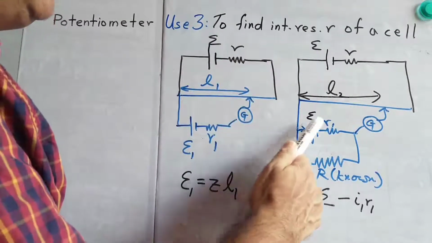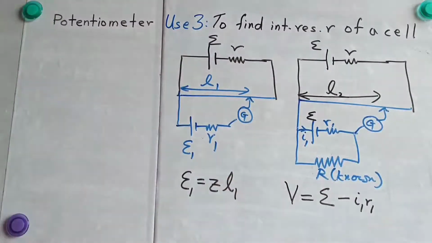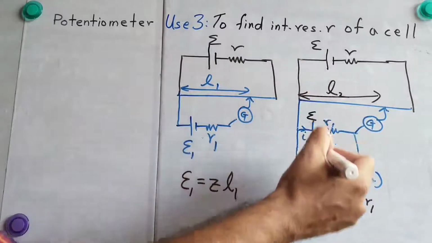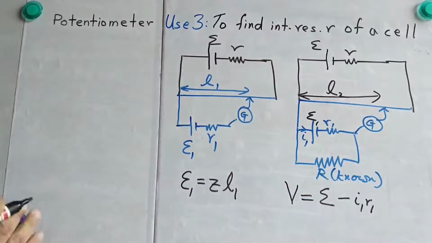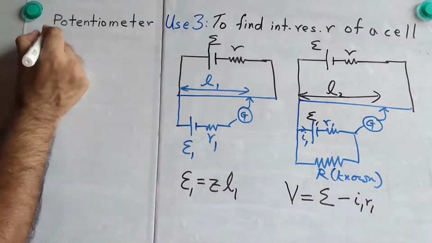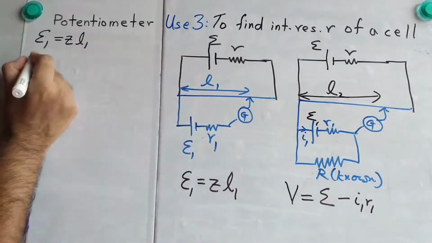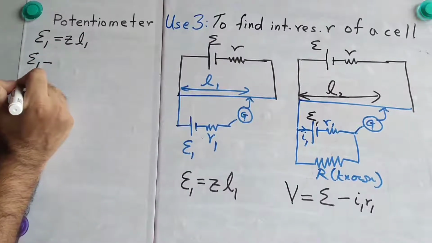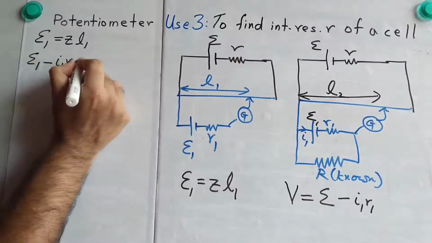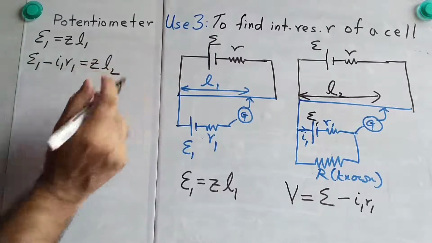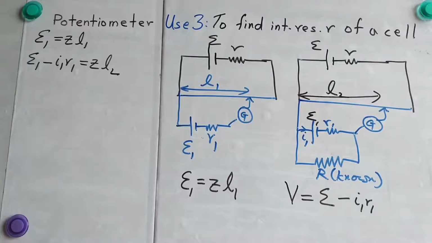Now here, the potential drop here is equivalent to the potential drop across length L2, because this is the new balance length. So therefore, if you apply the principle of potentiometer, E1 is equal to Z into L1, and E1 minus I1 R1 is equal to Z into L2. We want to find R1.